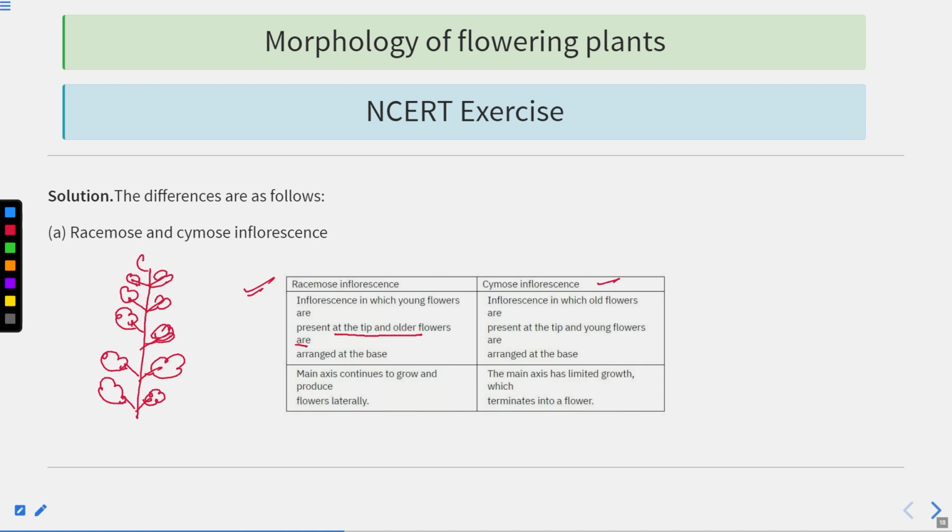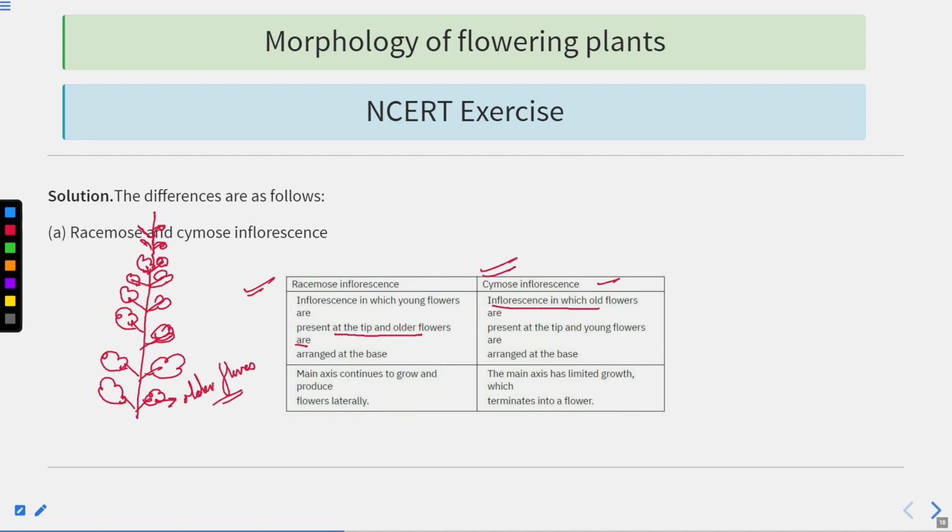These are the older flowers, and the new flower is there, but it is continuously growing. This axis is not terminating with a flower. It is continuously growing like this. Okay. So what happened in the case of cymose inflorescence?